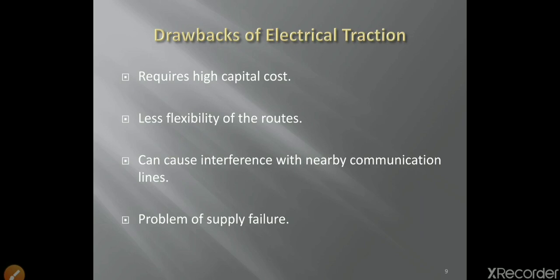It can cause interference with nearby communication lines. Obviously, if you are using electrical supply through the overhead wires, then it may cause interference with the surrounding communication lines. So, this is the main drawback of your electrical traction system. And the last problem is the problem of supply failure. If supply fails, that means your complete system of electrical traction collapses, and hence the electrical traction system completely collapses after the supply failure.